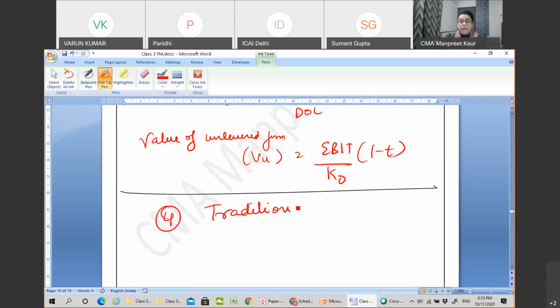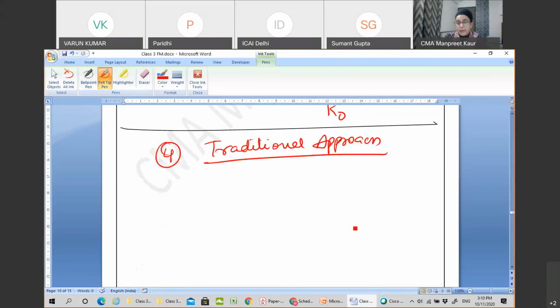We'll cover up the chapter Capital Structure Theories. Practical portions are in your homework; you will revise each and every question from the study module. What does the traditional approach say?